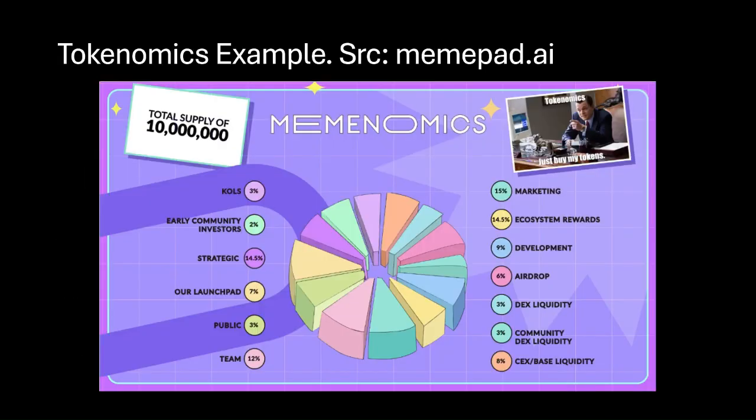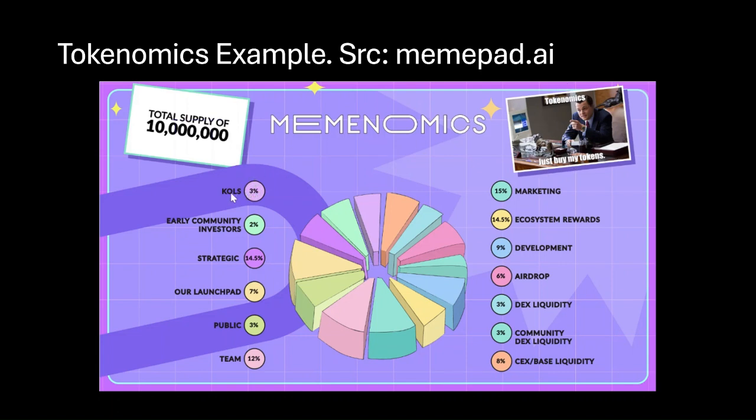This is an example of a project's tokenomics in terms of distribution, right? So the source is memepad.ai. Memepad is a project, right? So they have a total supply of 10 million tokens. Memenomics. Okay, so they are playing around with tokenomics and they just called it memenomics, right? According to their name, Memepad. So memenomics. This is a meme, right? Tokenomics, just buy my tokens.